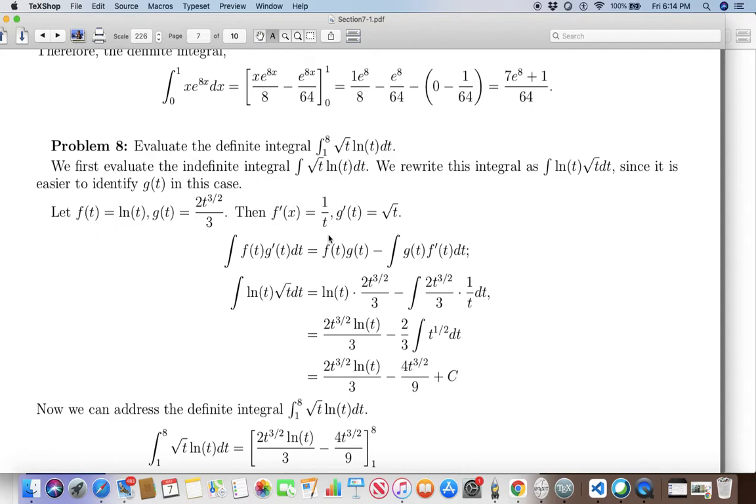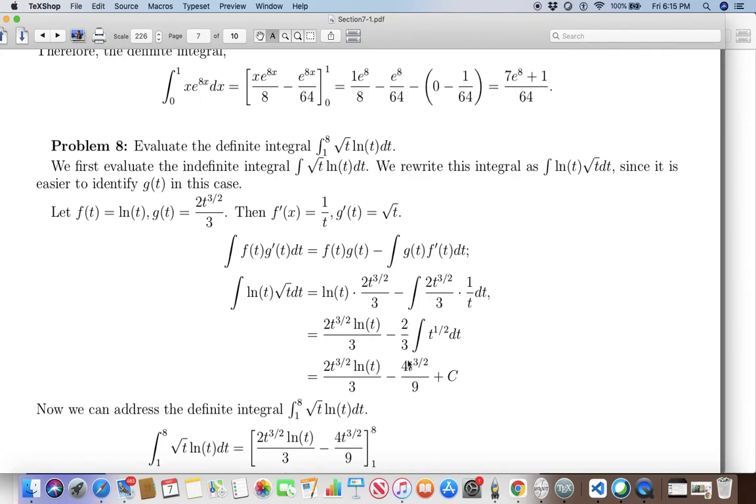Derivative of f is 1 over t. Derivative of g is square root t. Integral fg prime is fg minus integral gf prime. f is natural log t, g prime is square root t. f is natural log t, g is 2t to the power 3 halves over 3, minus integral, g is 2t to the power 3 halves over 3 times f prime is 1 over t. So that t reduces this to get me t to the power half.